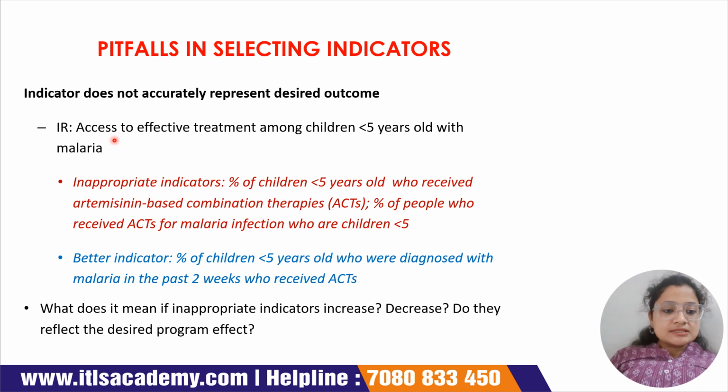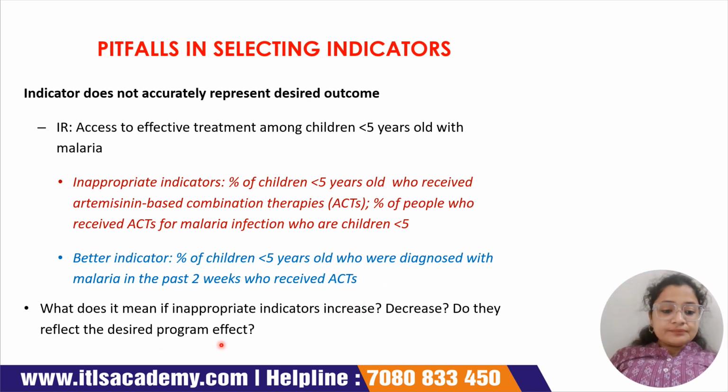Okay, now next is indicator does not accurately represent desired outcome. Access to effective treatment among children less than 5 years old with malaria. What will be the inappropriate indicator? Percentage of children less than 5 years old who received artemisinin based combination therapies, that is ACTs, which is done in case of malaria patients, and percentage of people who received ACTs for malaria infection who were children more than 5 years of age. What will be the better indicator? Percentage of children less than 5 years old who were diagnosed with malaria in the past 2 weeks who received ACTs.